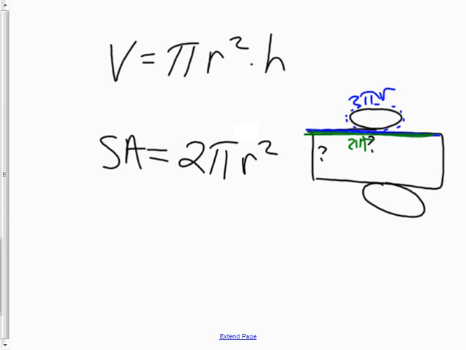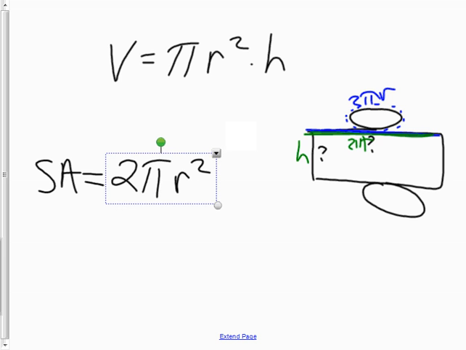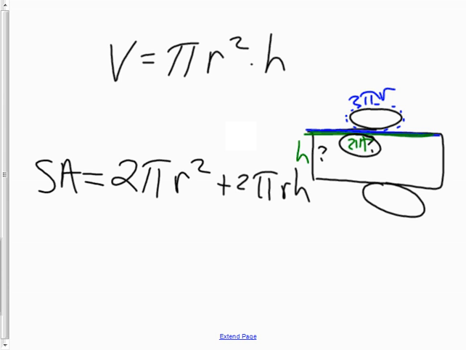Awesome. How about the other one? That's just the height of the can. So therefore, what's the rest of the formula? Surface area is 2 pi r squared plus 2 pi r h. Yes. Well thought out. This is the 2 pi r right here. And that is the h. All right. So now you've got the surface area of a can, you got the volume of a can.